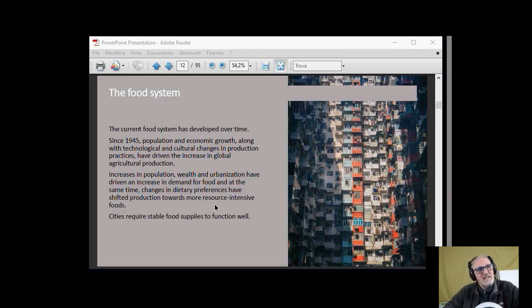Another factor around this is that urbanization is a key factor. As people move to cities and they get better jobs and they earn more money, they will increase their dietary intake, their demand for food, but also they may change, and quite often they do change, the dietary preferences. And historically, what's happened over the last 40, 50 years is that these changes typically shift towards foods which are more resource intensive. In other words, they're more elaborate in some way.